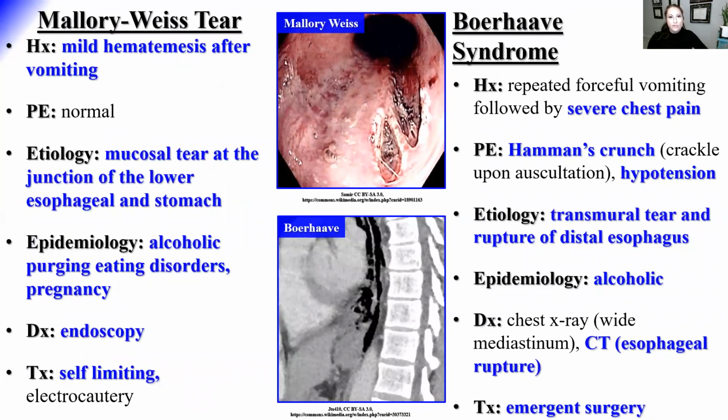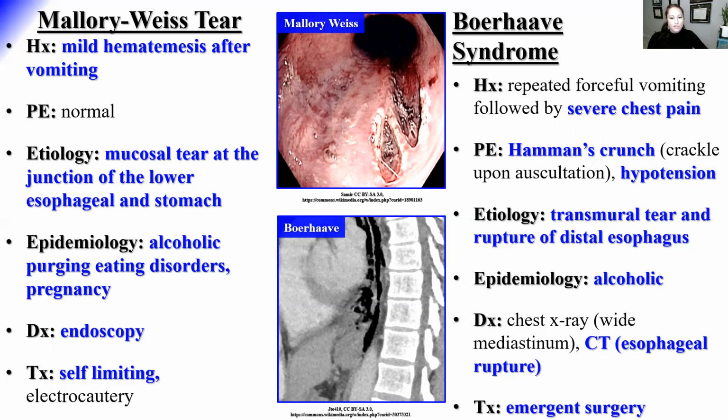Next, we're going to talk about the esophageal tears. We have Mallory-Weiss and Boerhaave syndrome. Remember, Boerhaave, B is bad. Mallory-Weiss is not as significant as far as mortality as Boerhaave is. In Mallory-Weiss, you can see that top picture there. This is a mucosal tear that occurs at the junction of the lower esophagus and the stomach. This is usually mild hematemesis that they experience after the vomiting, and their physical exam will be normal.